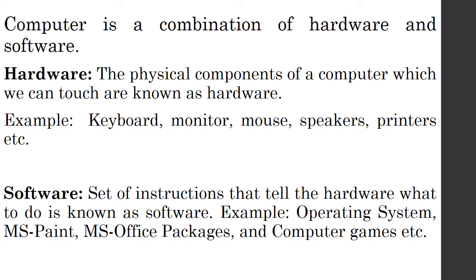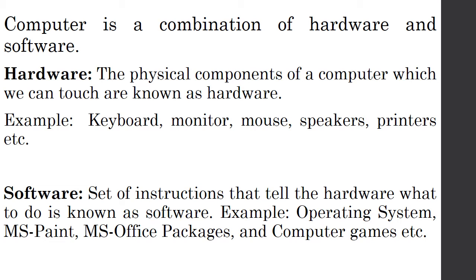Hardware needs to perform its functions. A keyboard has to perform typing functions to input data to the computer. A monitor is an output device, where you get the output. Next, mouse, speakers. Using speakers you can listen to the audio output. Printers are used to take printouts. So these hardware components have to perform their own functions. Software is what tells the hardware what to do.